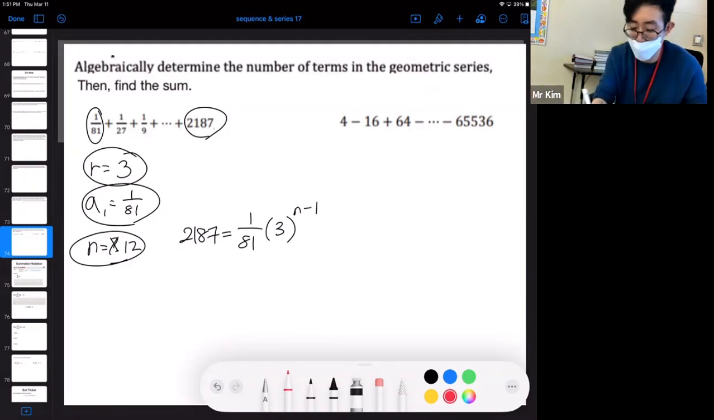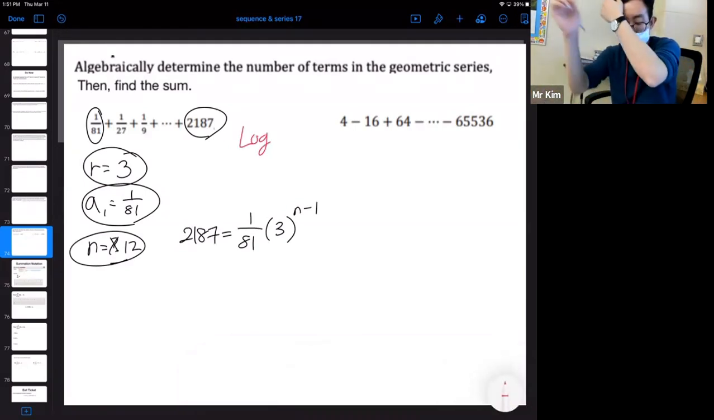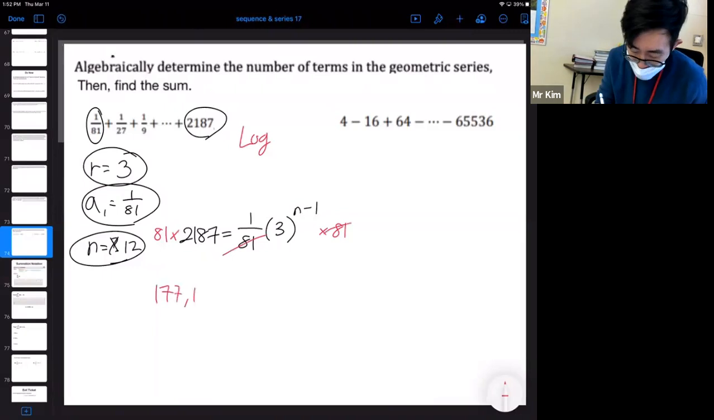So your task is to solve for n doing the old school way of just guessing and checking. I haven't taught you logarithms yet, which will allow you to solve for this really quickly. But let's do this the old school way. What's the first step I need to do to get n by itself here, Owen? Divide by 1/81, which is the same thing as multiplying by 81. So these two would cancel out. So 81 times 2,187 is 177,147, which equals 3 to the n minus 1.